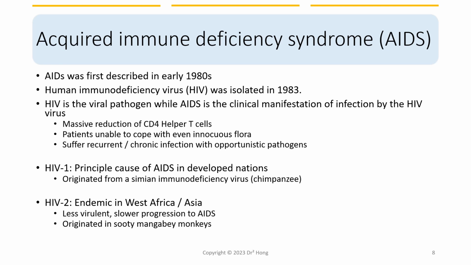that can be recurrent or chronic. HIV-1 is the primary strain found in the developed countries and is believed to have transferred from a chimpanzee simian immunodeficiency virus. On the other hand, HIV-2 is endemic in West Africa and Asia and is less virulent, with slower progression. It is believed to have originated from a different type of monkey, the sooty mangabey monkeys.